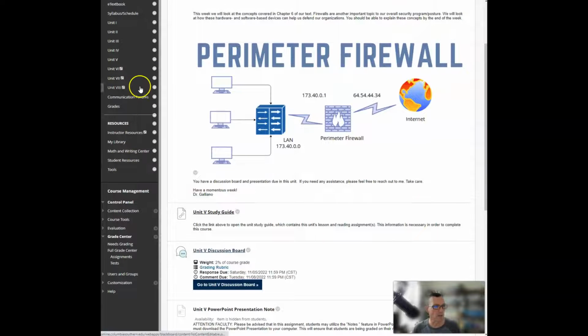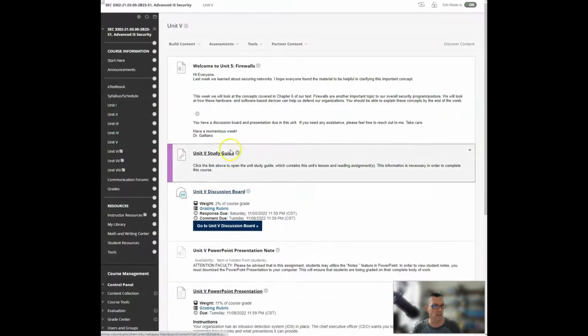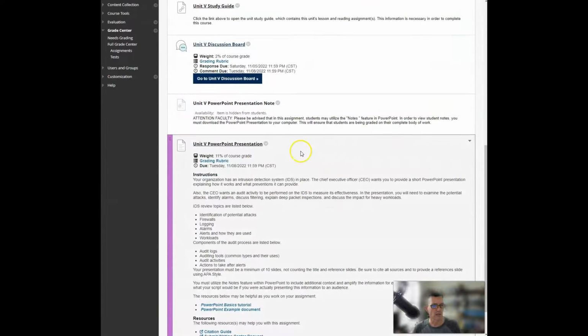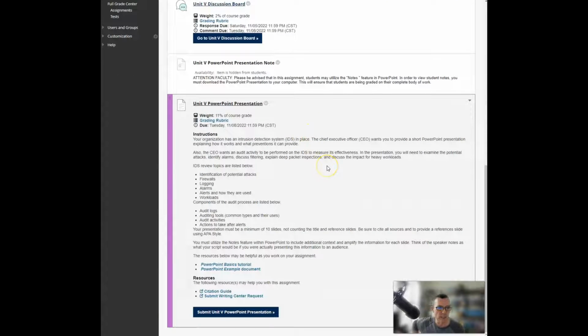So the next part of Unit 5 then was the assignment. So in Unit 5, our assignment is a PowerPoint presentation on an intrusion detection system. So you need to do a couple of things here. You need to explain how it works and what preventions it can provide. And then you need to answer the CEO's direct question on auditing the IDS for effectiveness.